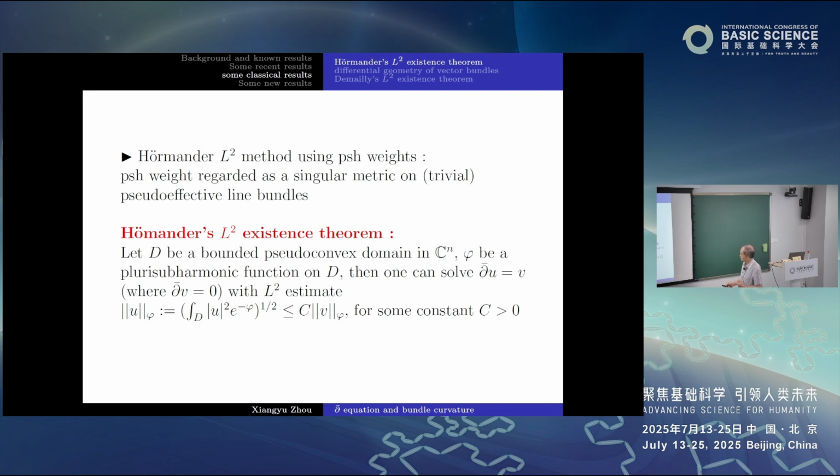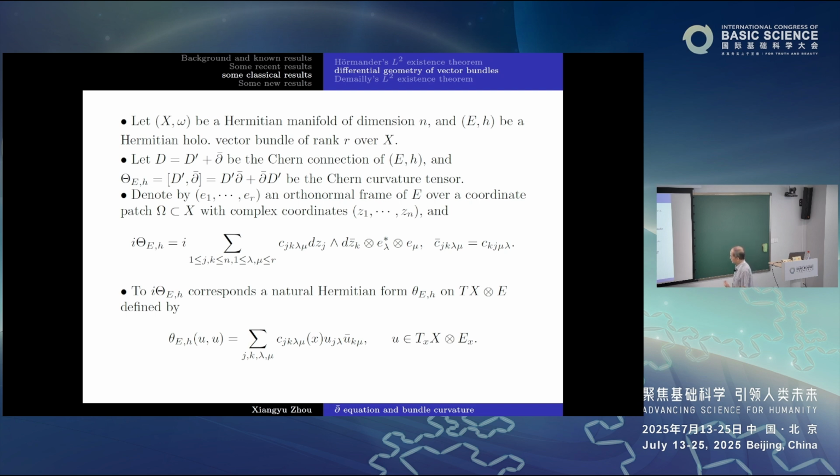So for simplicity, we recall his result. D is a bounded pseudoconvex domain, and phi is plurisubharmonic. You can solve this d-bar equation with an L2 estimate. This is a weighted estimate. Here phi is any plurisubharmonic function, not necessarily smooth, and this may be singular. So you can regard Hörmander's L2 theorem as being for line bundles.